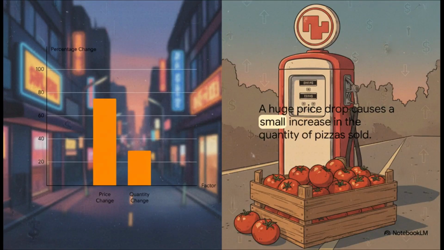And check out this chart. The price takes a nosedive. A massive 75% drop. That's a crazy sale. But then, look at the quantity bar right next to it. Sales only went up by 30%. The reaction from the buyers was way, way smaller than the price change. That right there is a textbook example of inelastic demand.